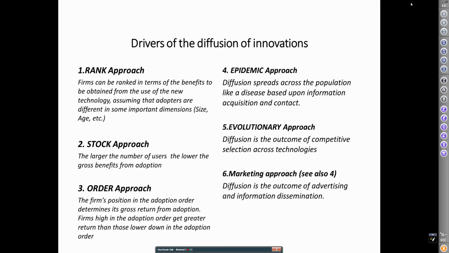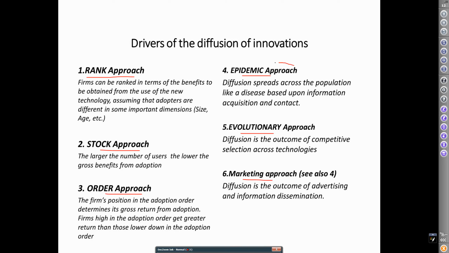So in total we have 6 different drivers of the diffusion of innovations. Rank approach, you can read about this approach. Stock approach, order approach. I will not talk too much about these approaches because it's easy to understand all of them. I just want to focus on the marketing approach and the academic approach.